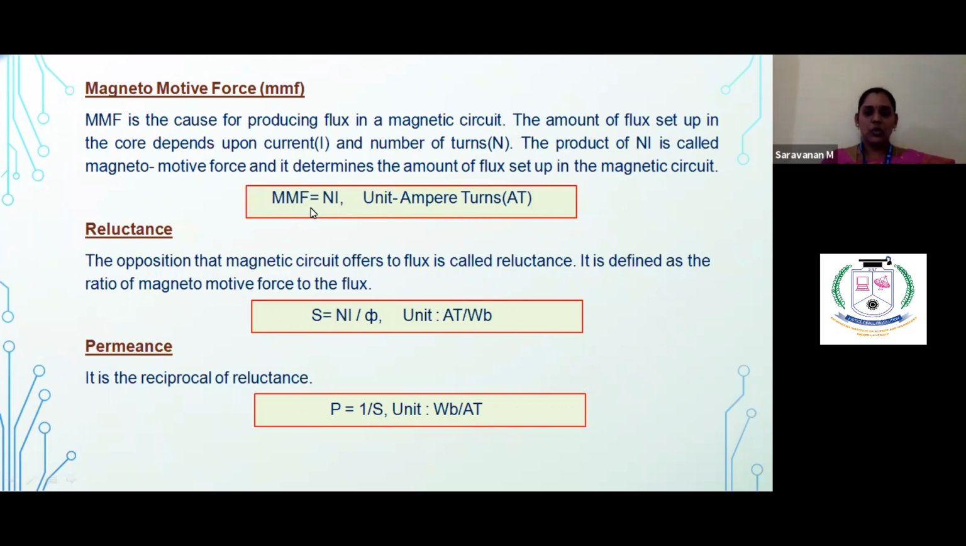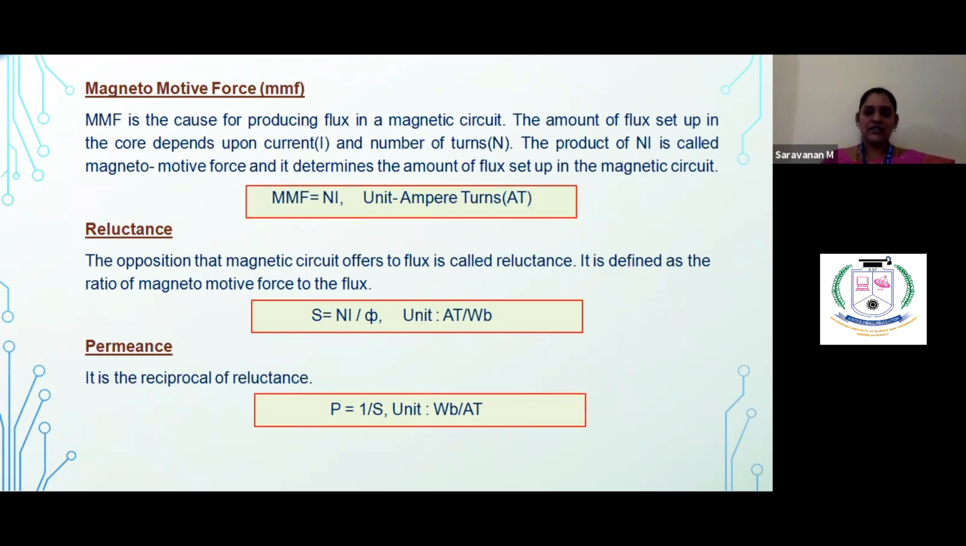Hence the magnetomotive force, the unit is given in terms of ampere turns. Next is the reluctance. The reluctance is the property similar to that of resistance in a magnetic circuit. You can define reluctance as the opposition offered in your magnetic circuit to oppose your flux.